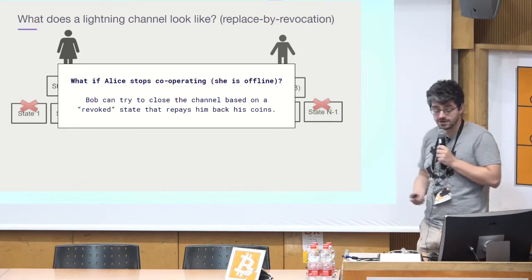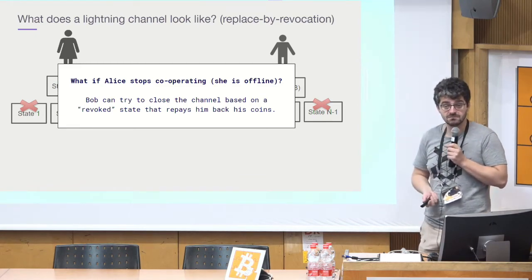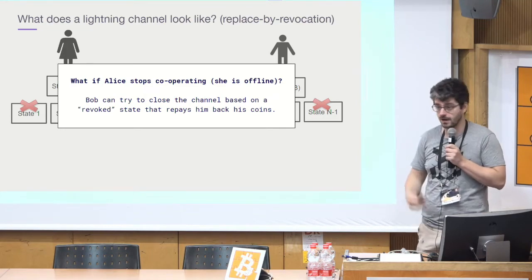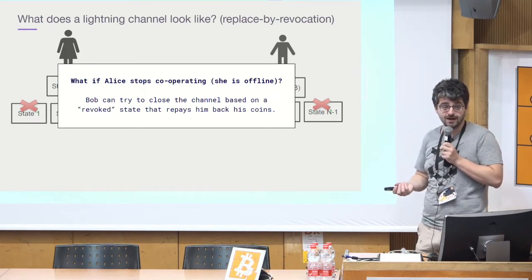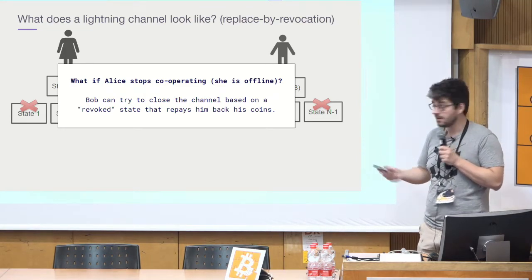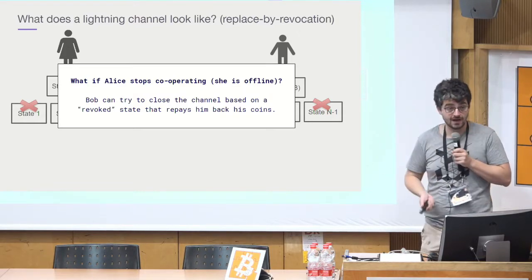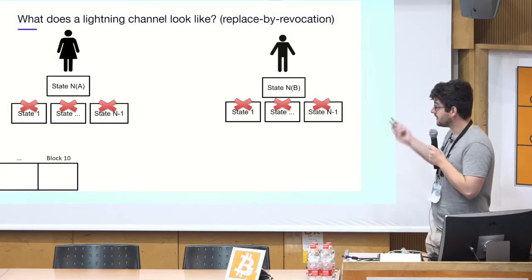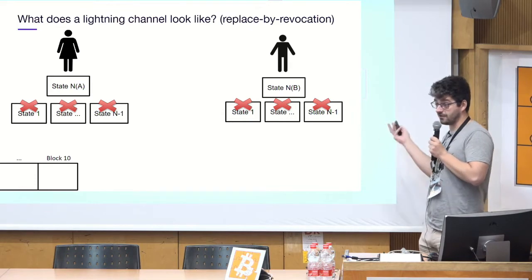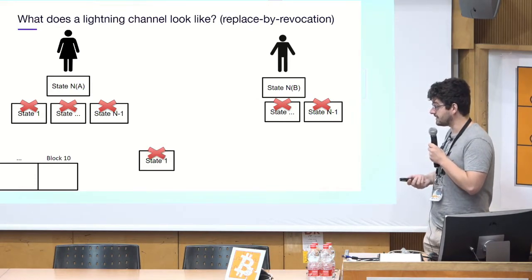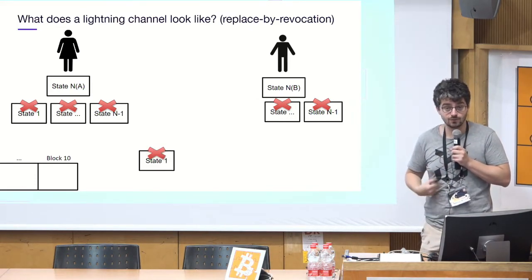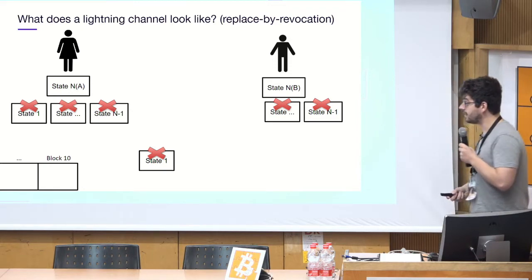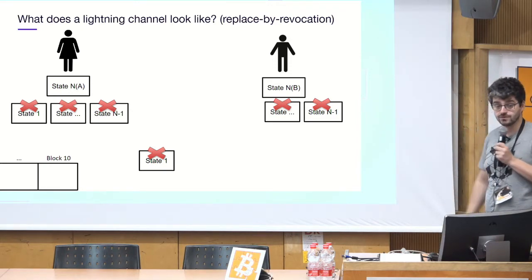Okay? So the question is, what if Alice stops cooperating? You know, Bob has sent $1 million to Alice. Alice has gone offline. Maybe she wants to go buy a Lambo. What is the risk if she goes offline? The risk is that Bob discovers she's offline. He broadcasts the older state where he still has the $1 million. Then this triggers his on-chain dispute process.